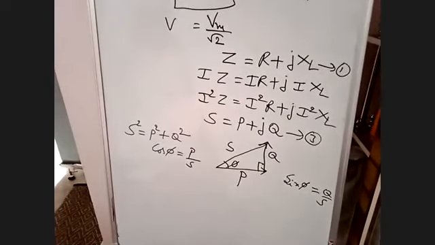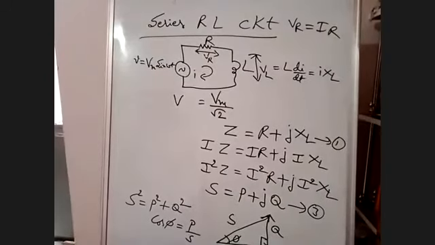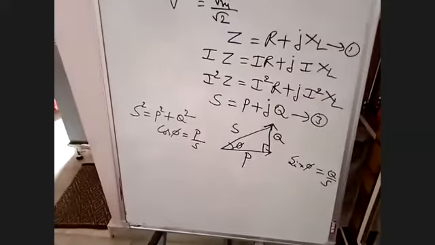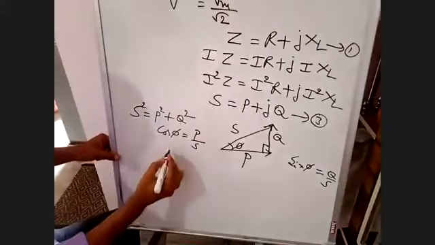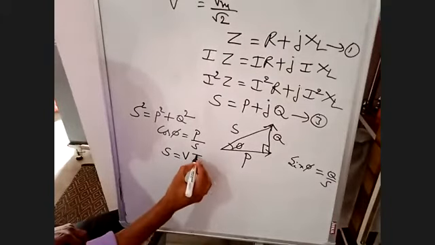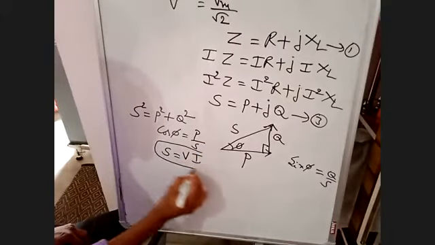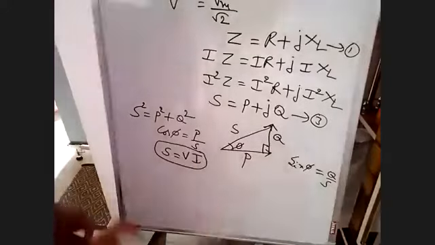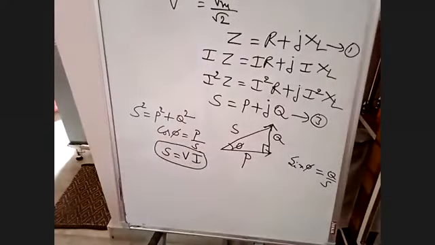Now let us take total power. What is the total power? See the circuit now. What is the total power in the circuit? S is equal to V into I. Total power in the circuit is S is equal to total voltage V, total current I. S is equal to V into I, total voltage into total current.